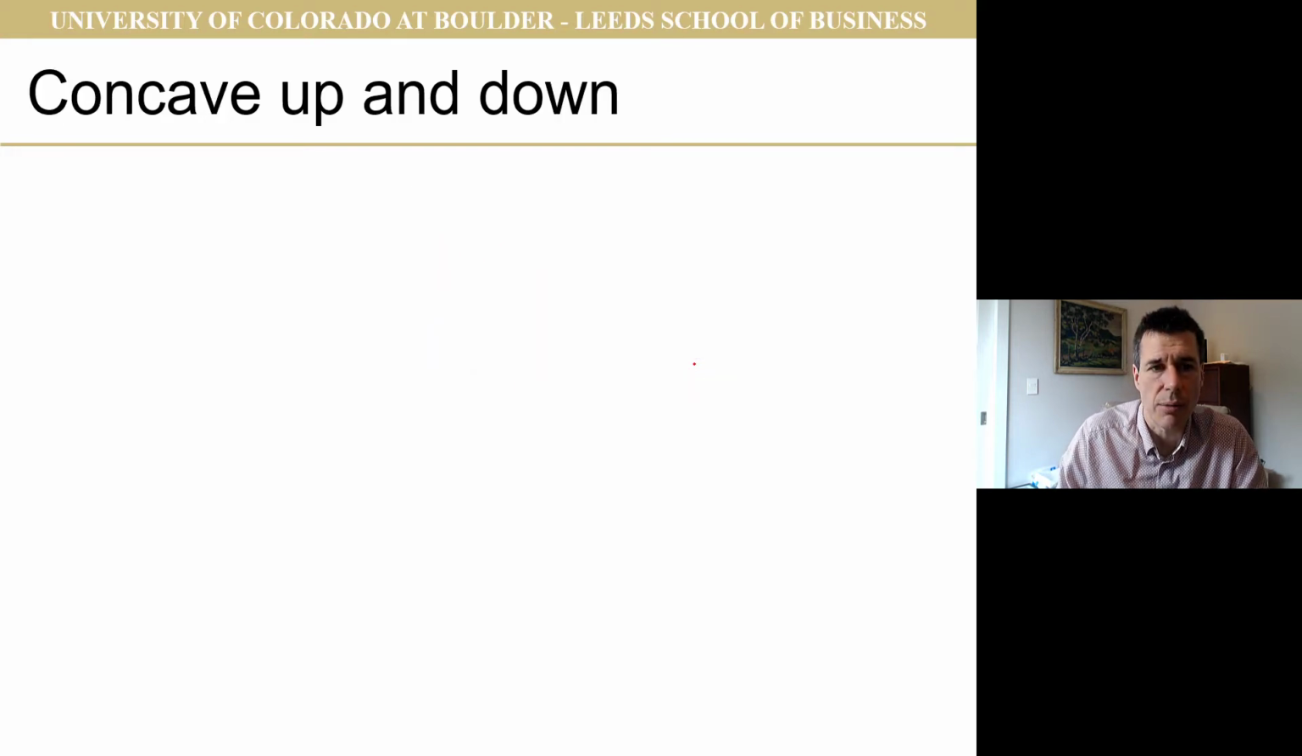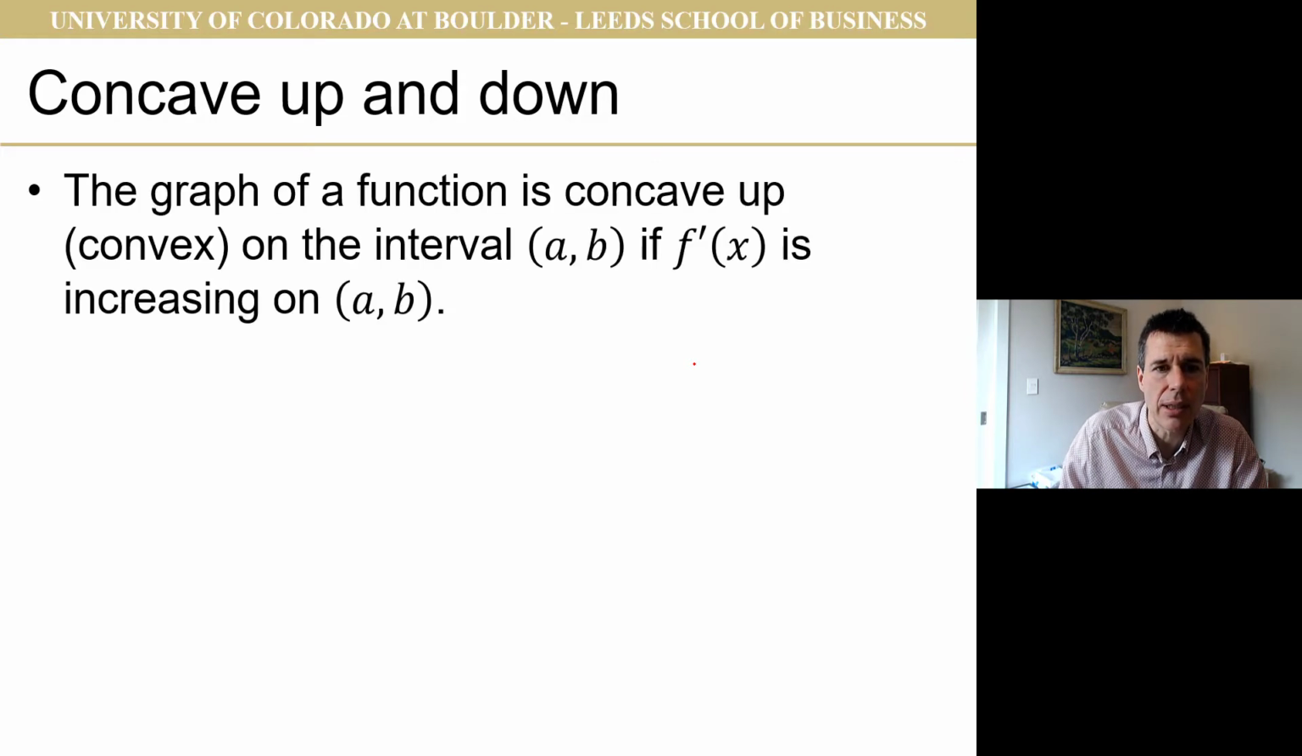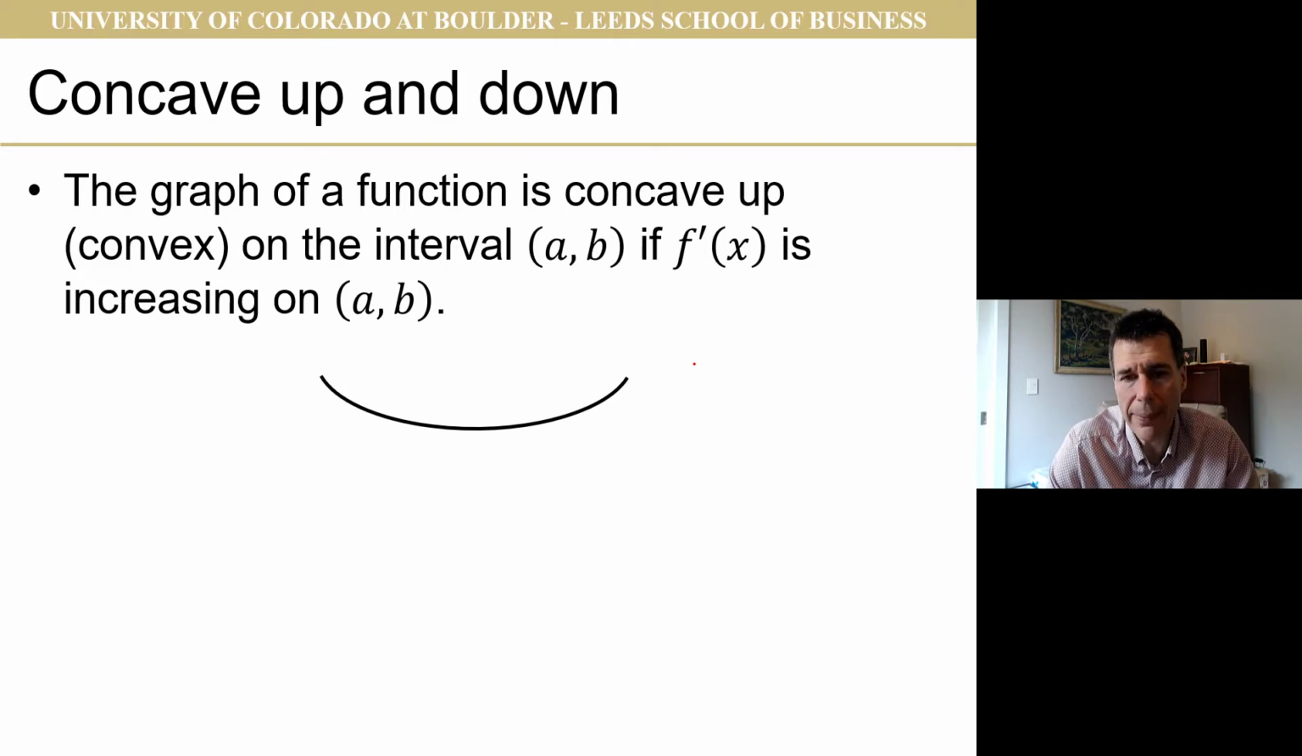Okay, now, some new terminology: concave up and concave down. This is not actually the terminology I learned when I was first learning calculus, and I'll mention why in just a minute. But a graph of a function is concave up, and I learned this as convex, if the derivative is increasing on an interval. Now, if the derivative is increasing on an interval, the function must look something like this. It doesn't have to be all of this, it could just be part of it. But this is a function whose first derivative is increasing.